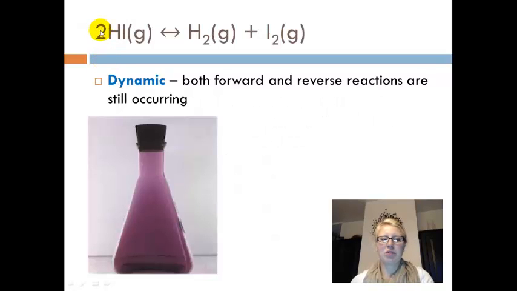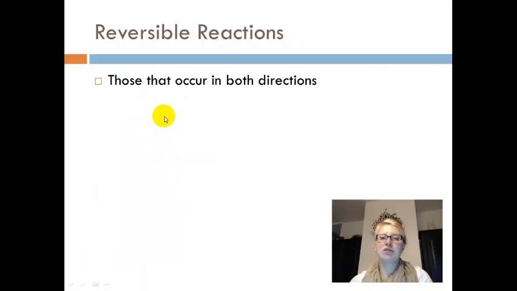So here's an example of two hydrogen iodide gas. The equilibrium is shown because they go back and forth, meaning a double-headed arrow goes to hydrogen gas plus iodine gas. So this is dynamic in that both the forward and the reverse reactions are still occurring. So this reaction is occurring and this reaction is occurring. And you can see this reaction in the flask, and you can tell that this is occurring because the iodine gas is purple. So reversible reactions are those that occur in both directions.